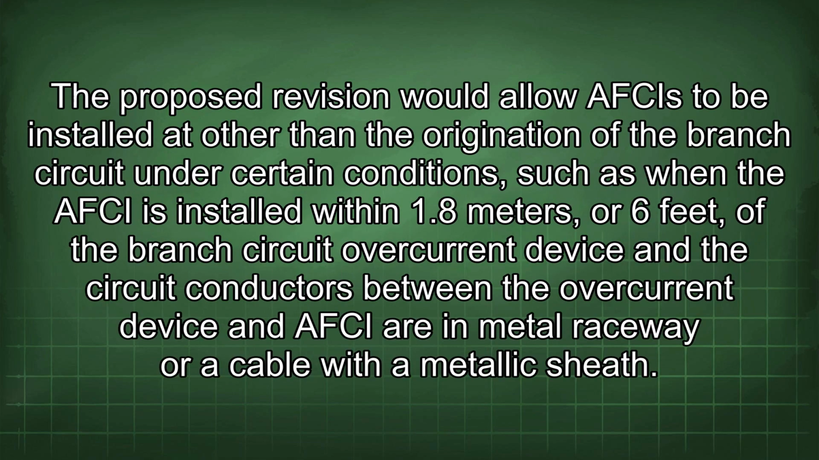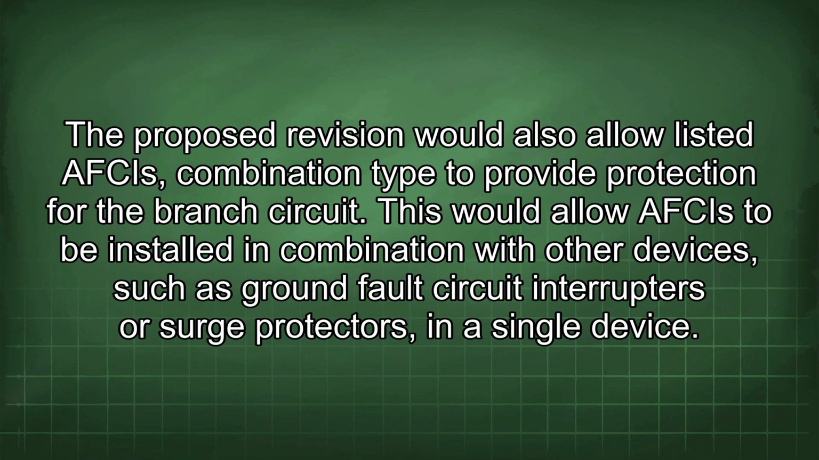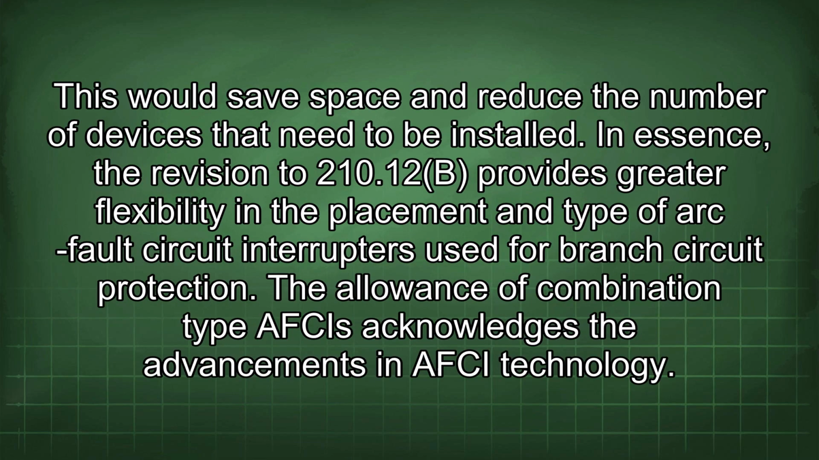The proposed revision would allow AFCIs to be installed at other than the origination of the branch circuit under certain conditions, such as when the AFCI is installed within 1.8 meters or 6 feet of the branch circuit overcurrent device and the circuit conductors between the overcurrent device and AFCI are in metal raceway or a cable with a metallic sheath. The proposed revision would also allow listed AFCIs combination type to provide protection for the branch circuit. This would allow AFCIs to be installed in combination with other devices, such as ground fault circuit interrupters or surge protectors, in a single device. This would save space and reduce the number of devices that need to be installed.